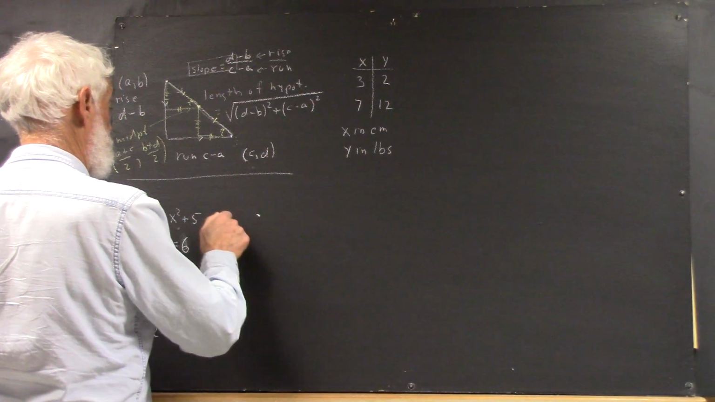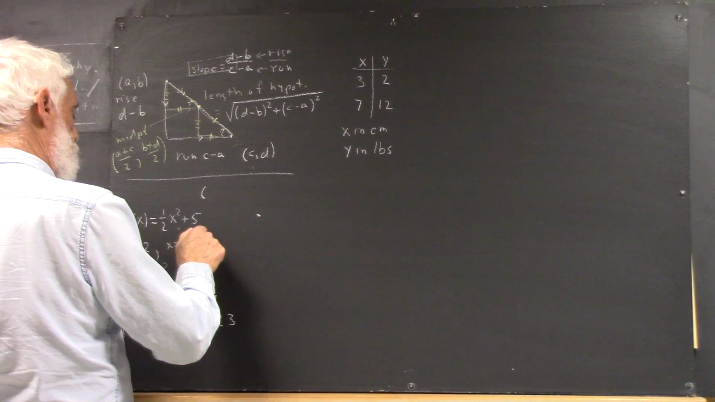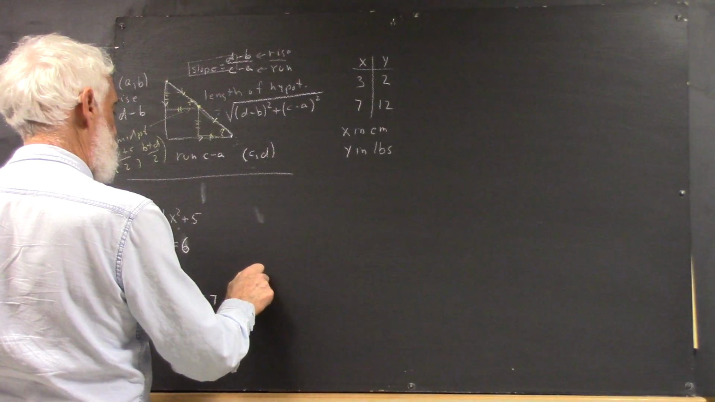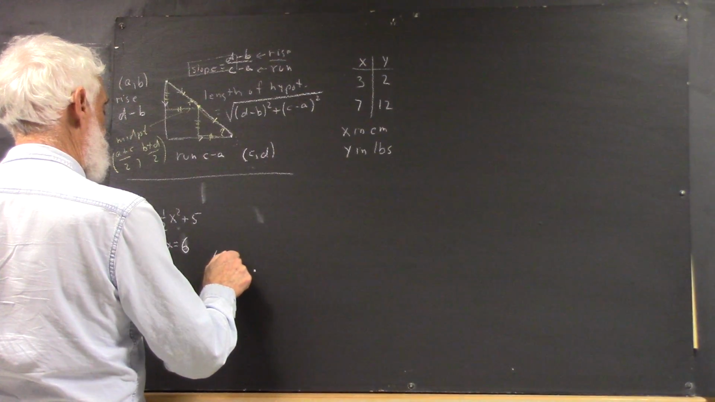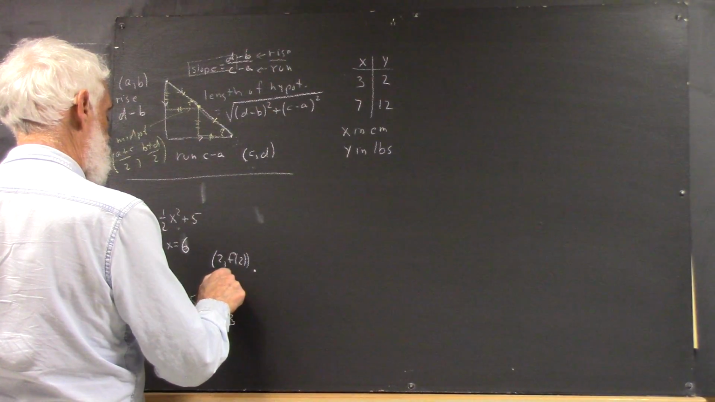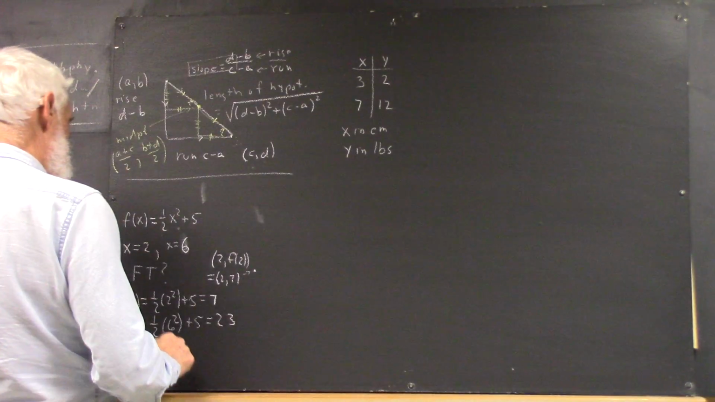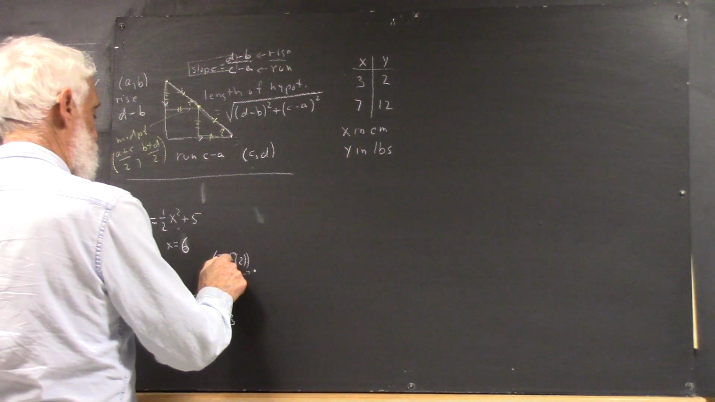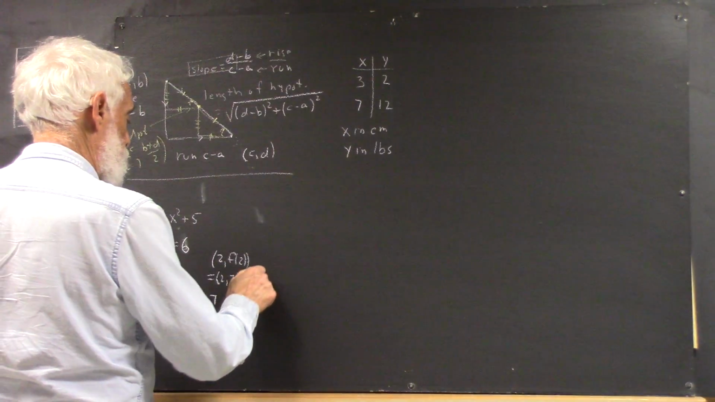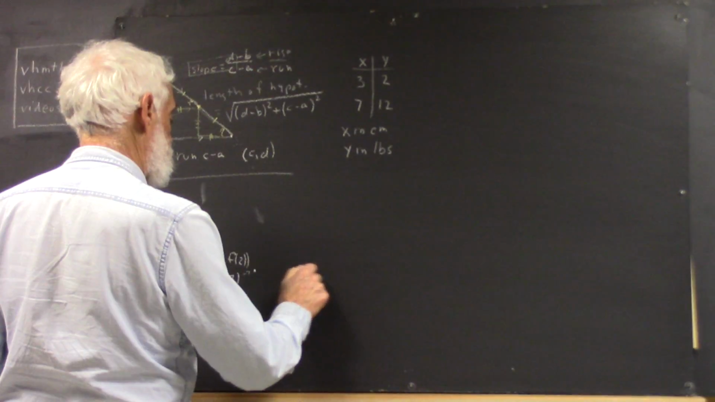Okay, we have the point, I want to make this point lower. We have the point 2, f of 2, which equals 2, 7. That'll be this point. Then we have the point 6, f of 6. Well, that's 6, 23. So we go over here to x equals 6.